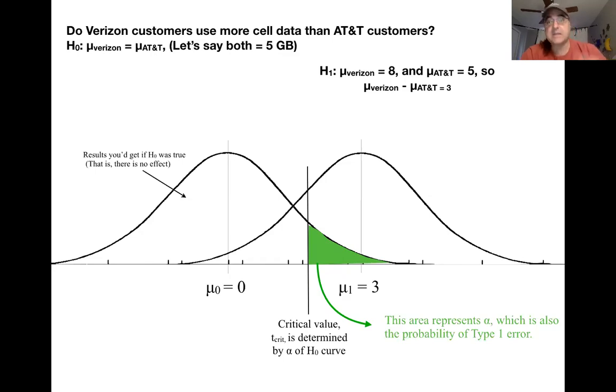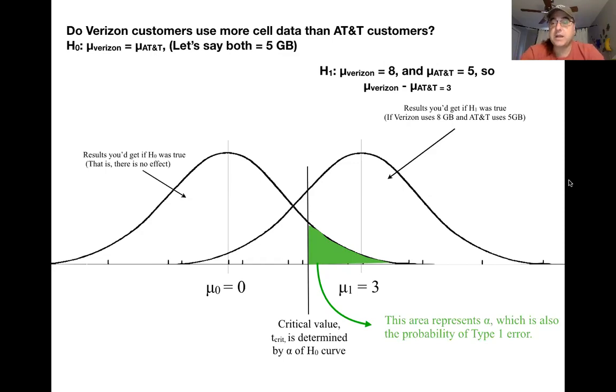If the reality is that the mu of Verizon is 3 gigs greater than the mu of AT&T, then most of the time when you took a Verizon sample and you took an AT&T sample and subtracted them, you'd get a value of 3, the Verizon being 3 gigs bigger than AT&T. But of course, not every time and not always exactly 3. But the results that you'd get, if the alternative hypothesis was true, would be on a curve that would center around 3 and would have a certain amount of statistical noise associated with it.